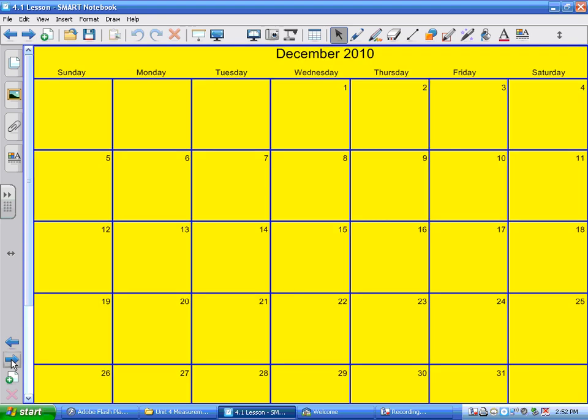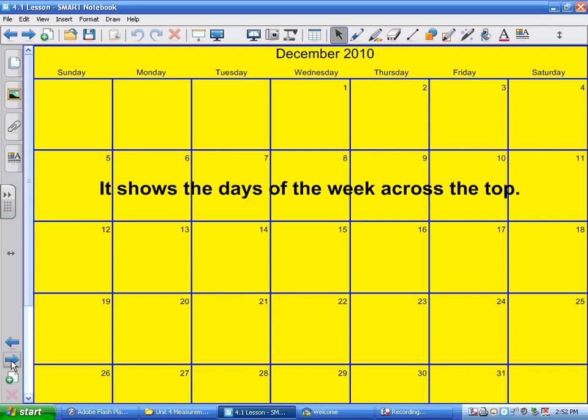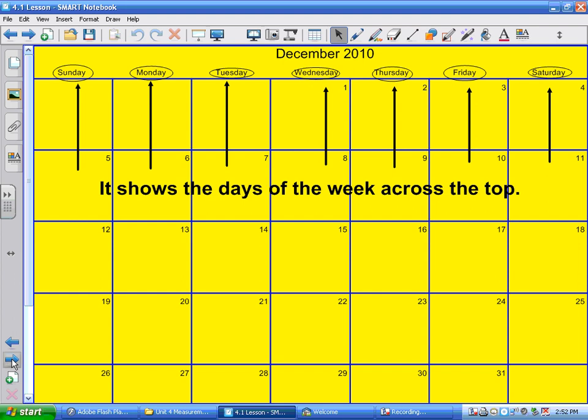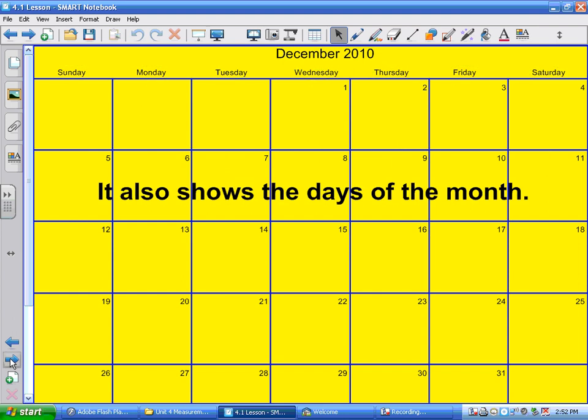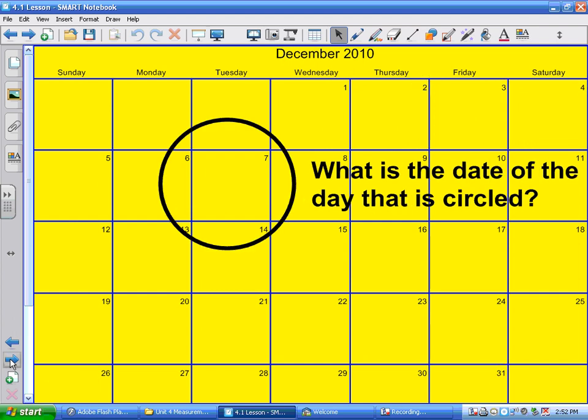All right, so here is the calendar of December 2010. These are the pieces that you have to understand. First off, it shows the days of the week across the top. Those are the days of the week. It also shows the days of the month, and those are numbered right there: 1, 2, 3, 4, 5, 6, 7, 8, 9, 10, 11, 12. So what is the date of the day that's circled, Raven?